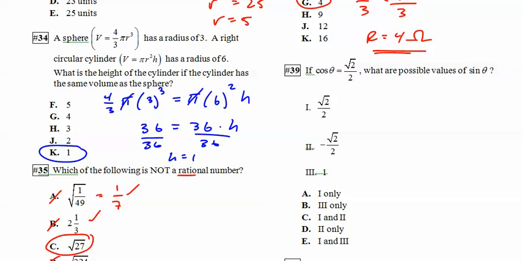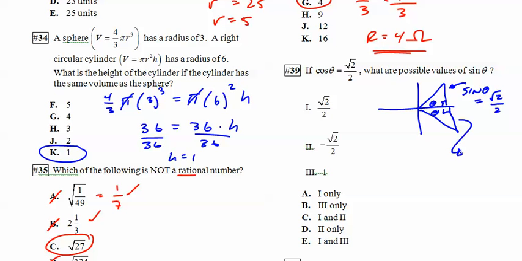If cosine equals √2/2, what are possible values of sine? Oh, I got to do a little graph here. Cosine is positive in this quadrant over here, and I happen to know that cosine of 45 degrees is √2/2. So we're either here or we're here. If we're here, up top, sine of theta would also equal √2/2. If we're down here, sine of theta would equal -√2/2. So it's 1 and 2. C. That's a very tricky little trig problem. Without having seen more than SOHCAHTOA, there's no way you're getting that one done.